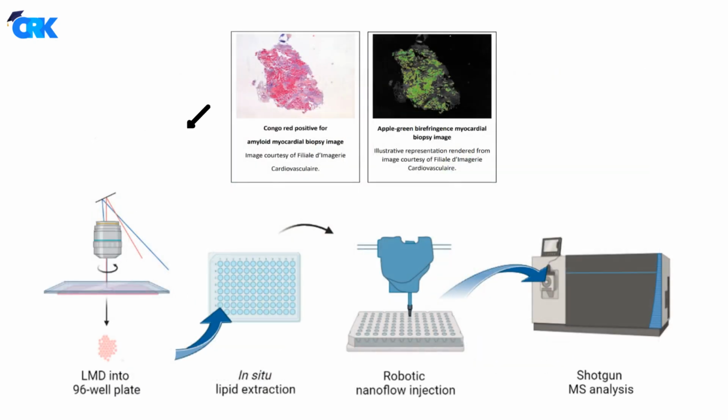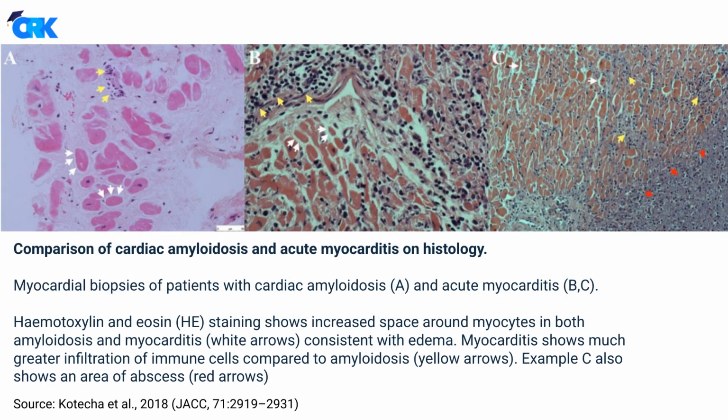That's where immunohistochemistry, IHC, and laser microdissection followed by mass spectrometry, LMDMS, come in. With proper technique, EMB offers nearly 100% sensitivity and specificity for detecting cardiac involvement in ATTR-CM. Let's take a closer look at this histopathological comparison between cardiac amyloidosis and acute myocarditis, using hematoxylin and eosin staining.